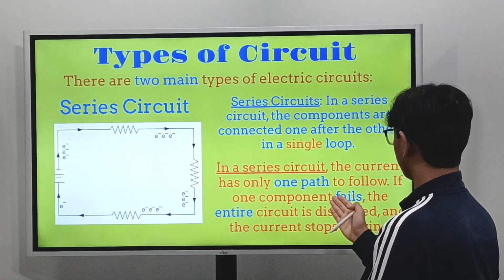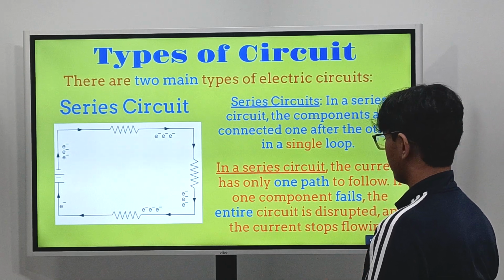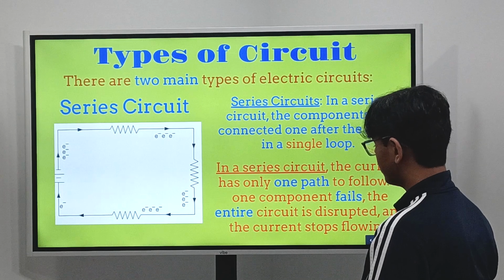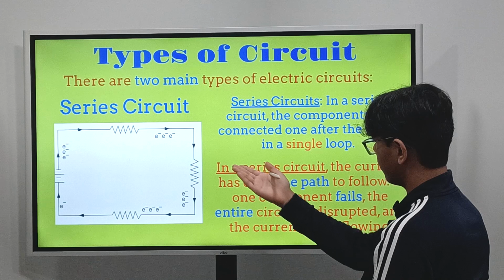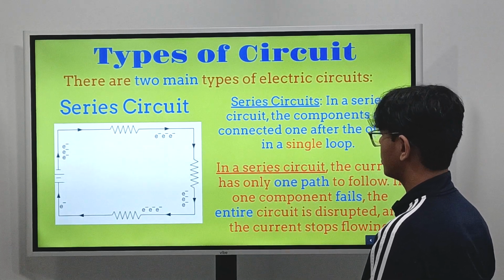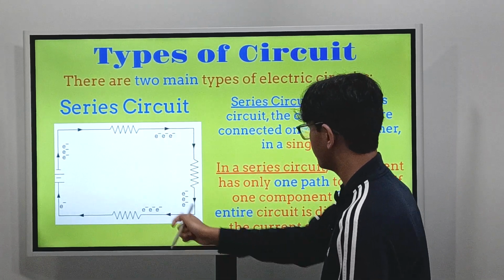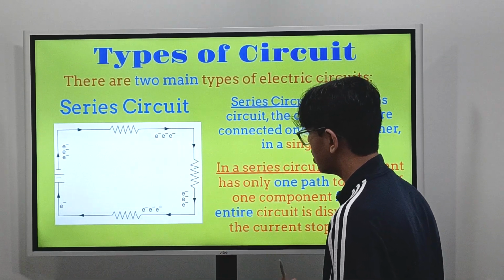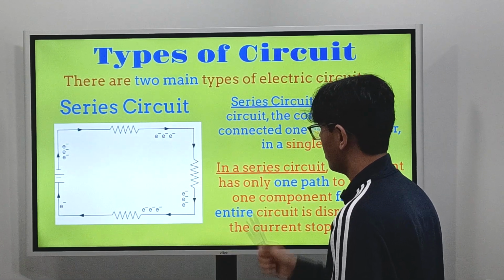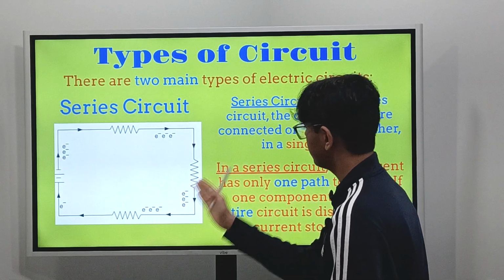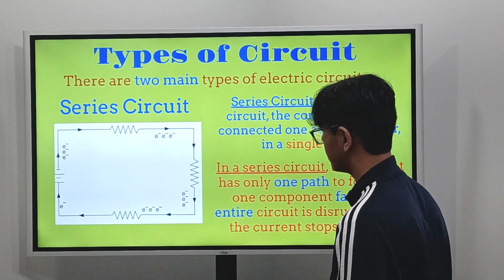Also, if one component fails, the entire circuit is disrupted and the current stops flowing. So this is the big disadvantage of a series circuit: if one single component of your circuit fails, then basically your whole entire circuit is going to start failing. So for example, let's say that we had 3 light bulbs here instead of these resistors. And let's just say that this light bulb just died, so we don't have a light bulb there anymore. What's going to happen is that it's going to affect every single other light bulb here, so that nothing's going to work because the current is going to stop flowing.